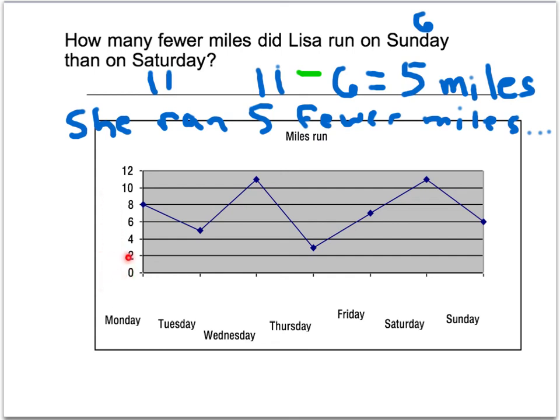Now what do we call this? The 2, 4, 6, 8, 10, 12. It was the what of the graph? It started with an I. It was the interval.